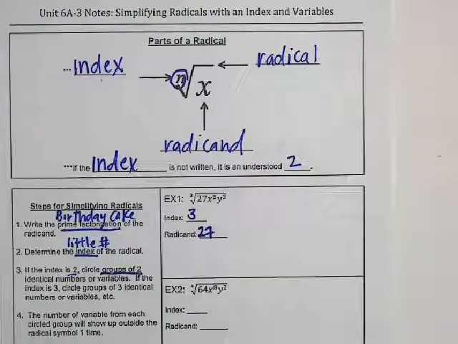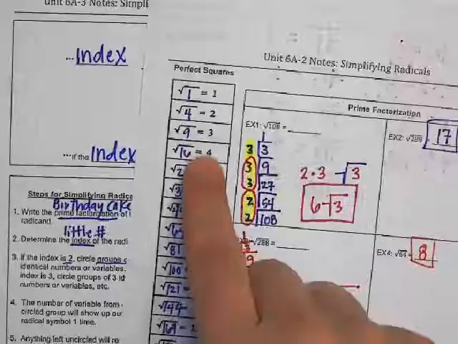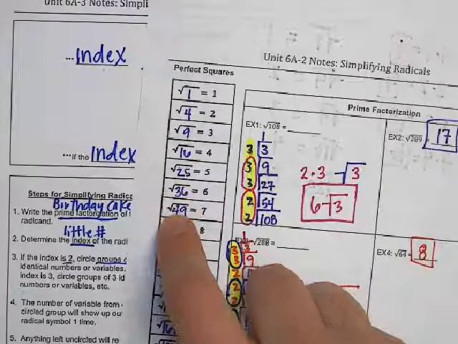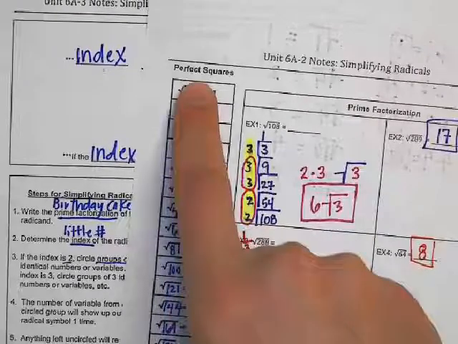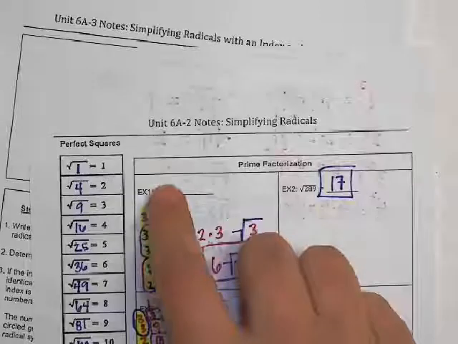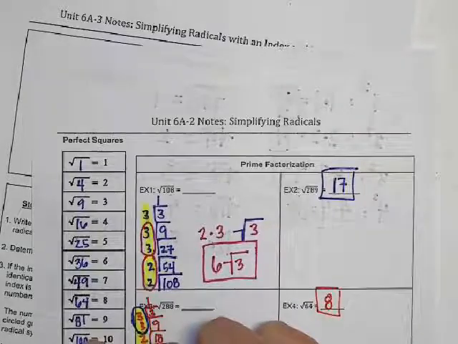Now, we do need to talk about this. When you have perfect squares, remember we talked about perfect squares are these numbers over here. These are your perfect squares, right? You only have perfect squares if there's not an index number. That's the only way you could have a perfect square, if there's not a little number out there. Now, this doesn't have a little number out there, but 108 is not on this list, so it's not a perfect square.